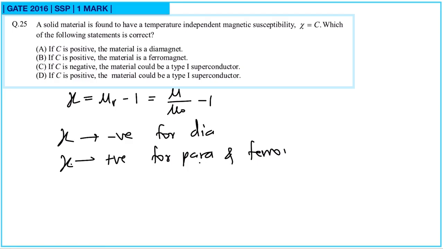Now for paramagnetic material, the value will be much smaller than 1, and for ferromagnetic it will be a large value, but it will be positive for para and ferromagnetic material. And chi is equal to minus 1 for a superconductor. Now if C is positive, the material is para or ferro. If C is positive, it can be a paramagnetic material as well. So option B is also not correct. Option C: if C is negative, the material could be a type 1 superconductor. So that is correct. So option C is correct.